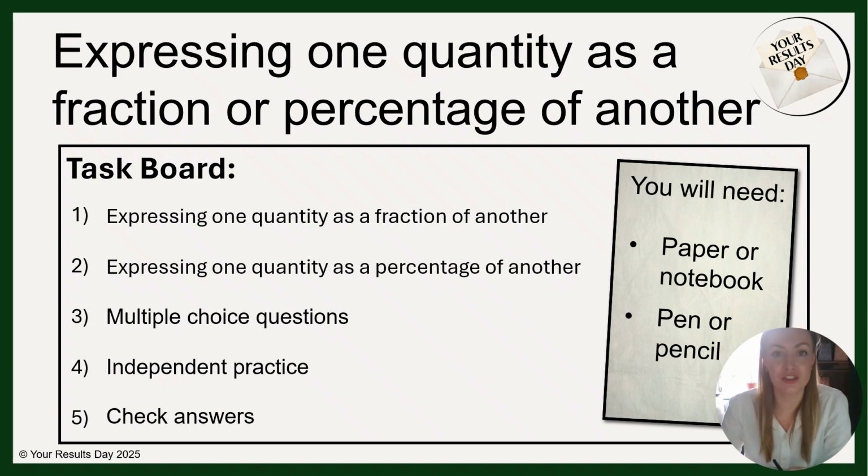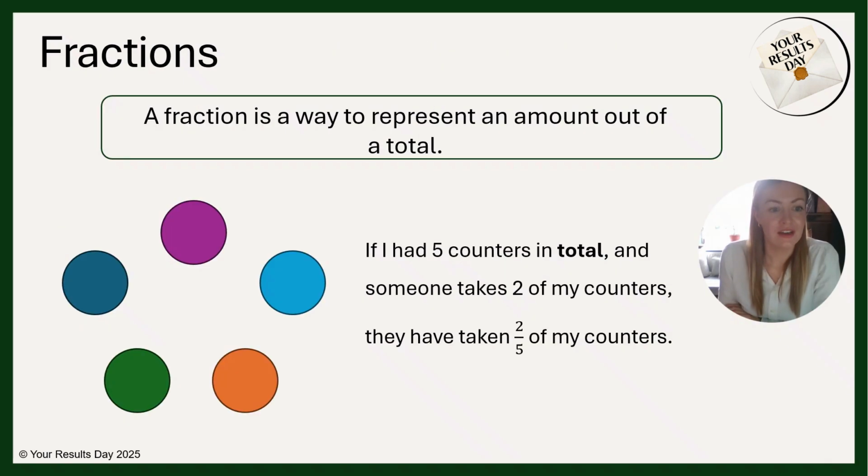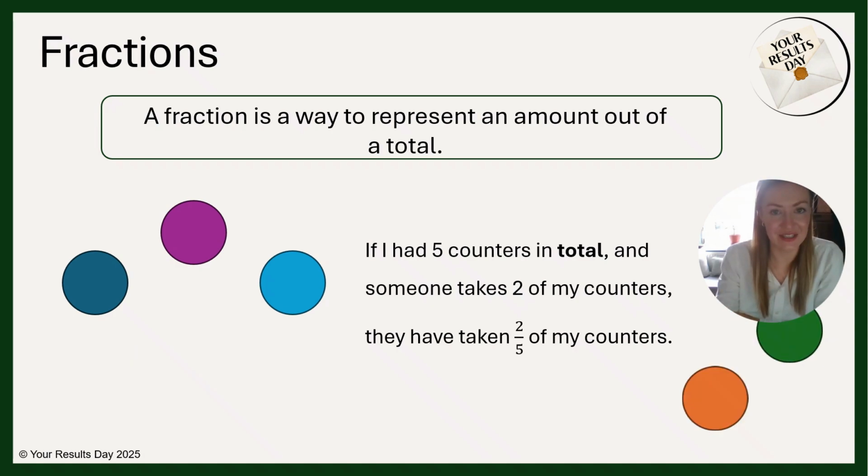And if you need a little longer to read the task board, pause the video and hit play when you're ready to jump in. Beginning with fractions. A fraction is a way to represent an amount out of a total. For example, if I have 5 counters in total, you can see them on the screen, and someone takes 2 of my counters, they have taken 2/5 or 2 out of 5 of my counters. So we have a few different ways of pronouncing that fraction, but they all mean the same thing. Typically we would say 2/5 of my counters have been taken, which you can see illustrated here.